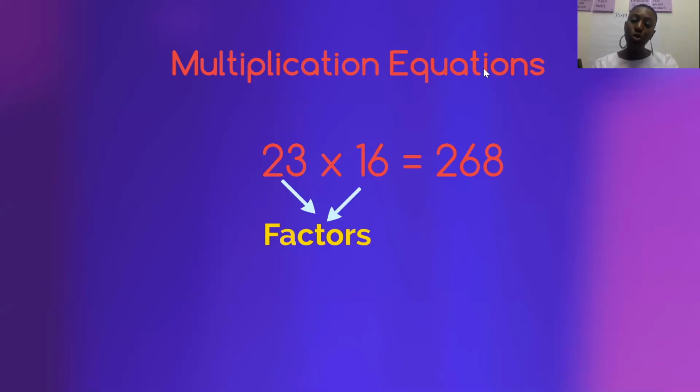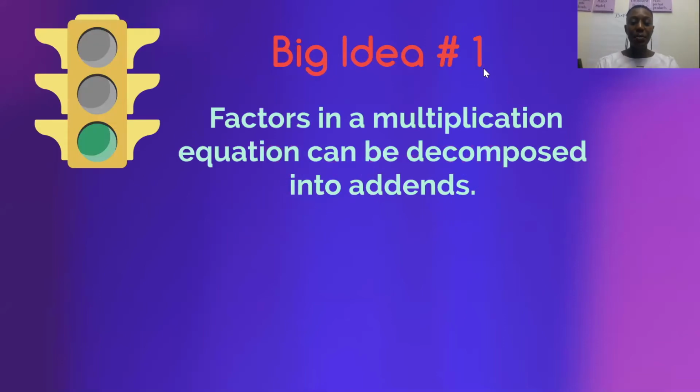Now talk to me about 268. What does that number represent within a multiplication equation? I know you know this one. Yes, honey. It is the product. Give yourself 2 claps. All right, let's go on to big idea number 2. I'm going to let you read this one on your own and then give me a thumbs up when you're ready to continue.